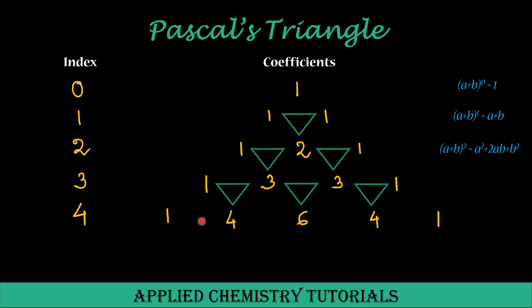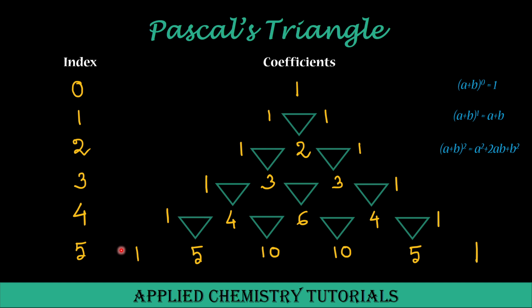For index equal to 4, the first term will be 1, the last term will also be 1, the second term will be 1 plus 3 equals 4, the third term will be 3 plus 3 equals 6, and the fourth term will be 3 plus 1 equals 4. And for index equal to 5, the first term is also 1, the last term is again 1, the second term is 1 plus 4 equals 5, the third term is 4 plus 6 equals 10, the fourth term is 6 plus 4 equals 10, and the fifth term is 4 plus 1 equals 5.